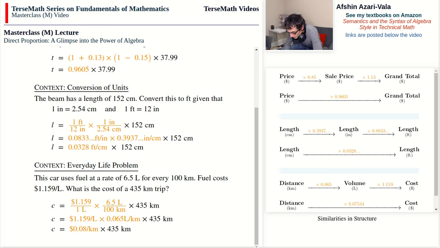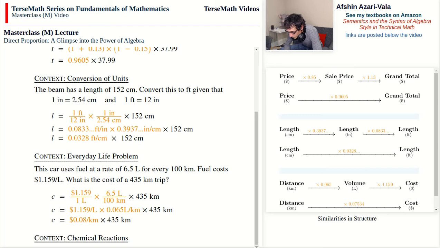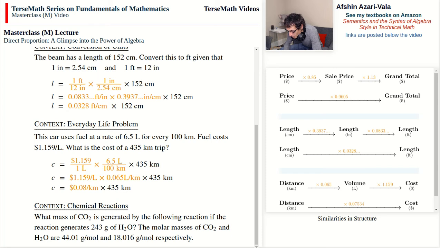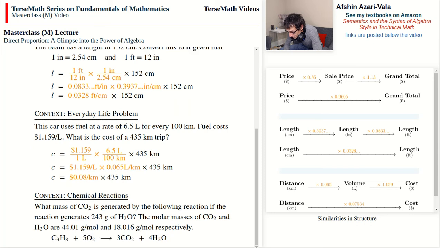Okay, one more problem. And this problem is on chemical reactions. And this one says, what mass of CO2 is generated by the following reaction if the reaction generates 243 grams of H2O? The molar masses of CO2 and H2O are 44.01 grams per mole and 18.016 grams per mole respectively. And here's the reaction for it.